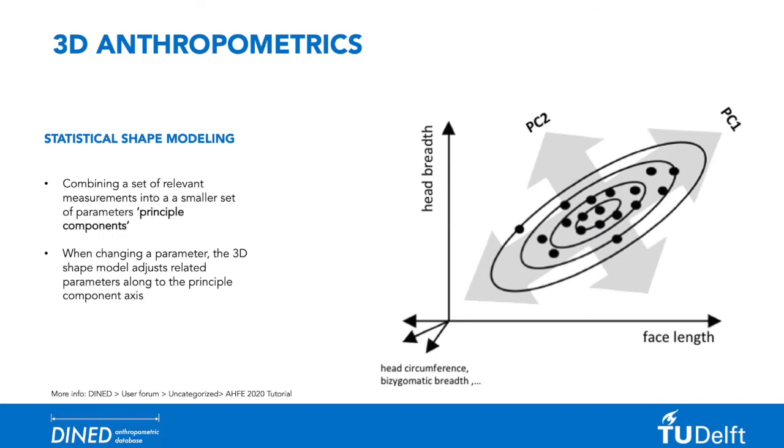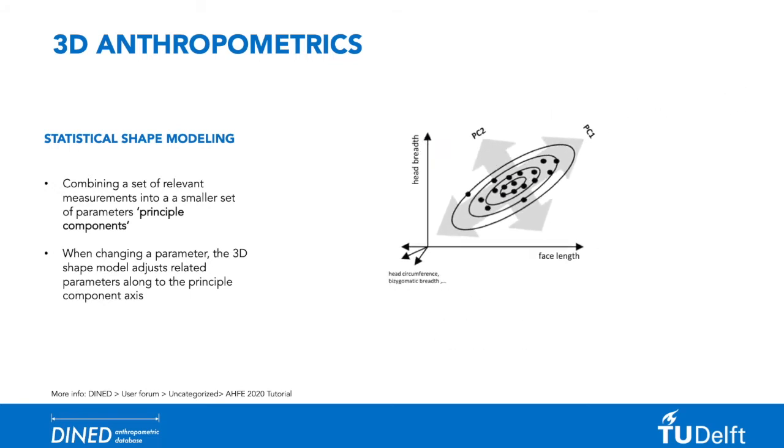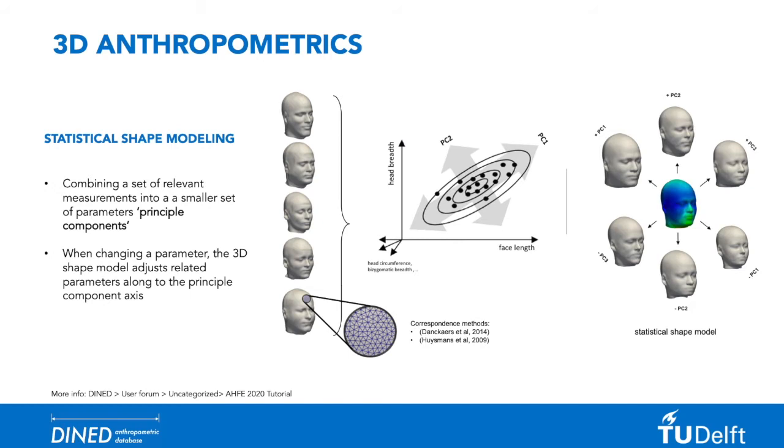In 3D anthropometrics, this multivariate analysis is used to analyze the variation in body shape of humans. We then call it statistical shape modeling. This statistical model represents the variation of human body shapes along a series of principal component axes. This allows a user to essentially turn buttons to change a functional parameter, such as face length or head breadth, and see how this affects the shape of other related parameters.